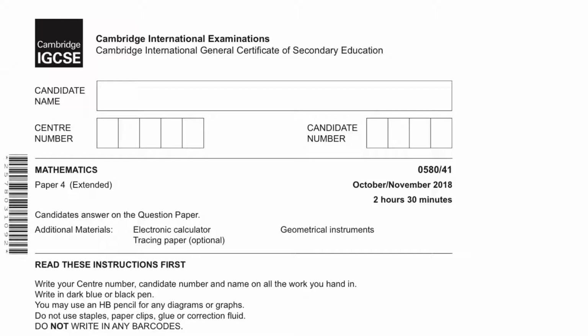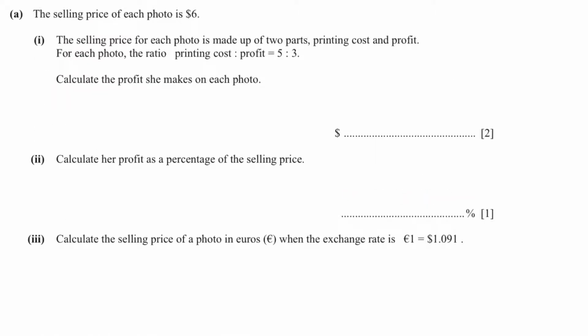Today we are going to solve Cambridge IGCSE Mathematics Paper 4 Extended Variant 4.1 October-November 2018. Question number 1A. The selling price of each photo is $6.